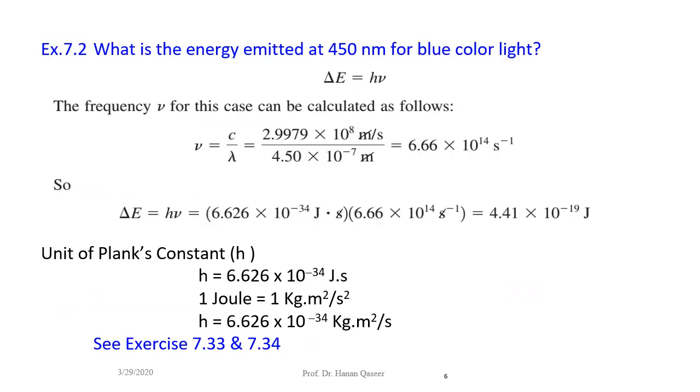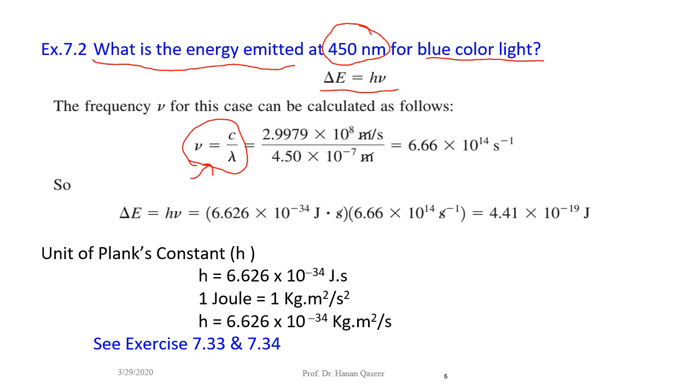This slide shows a question: what is the energy emitted at 450 nanometer for blue color light? يعني بدنا نحسب الطاقة المنبعثة للضوء الأزرق اللي طول موجته 450 نانومتر. We apply this equation: delta E equals h nu. So we need to calculate التردد. Nu can be calculated from this equation: nu equals c over lambda.